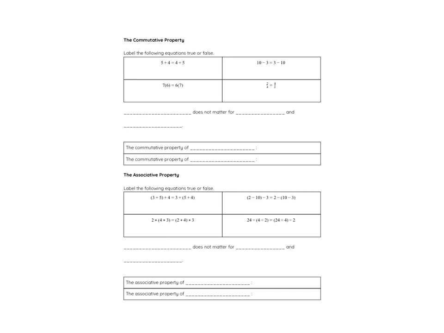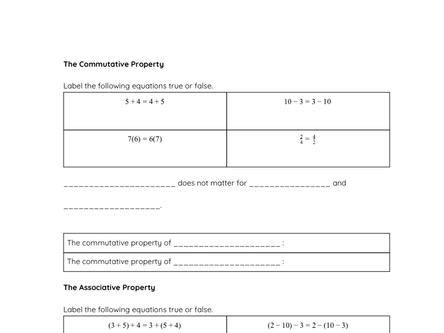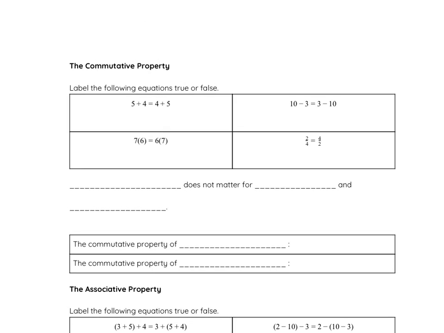In this video, we're going to explore two properties, the commutative property and the associative property. So let's start with the commutative property. We're going to label each of these statements as true or false. The first one says 5 plus 4 equals 4 plus 5.